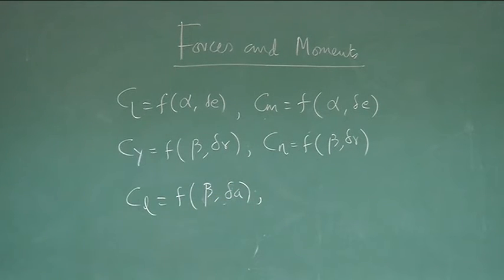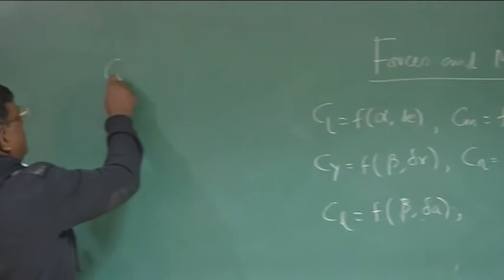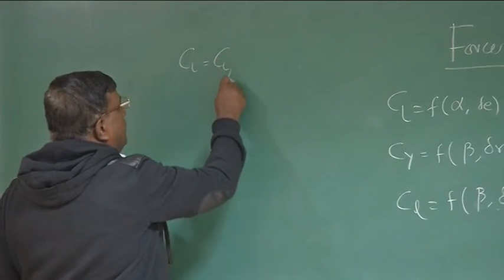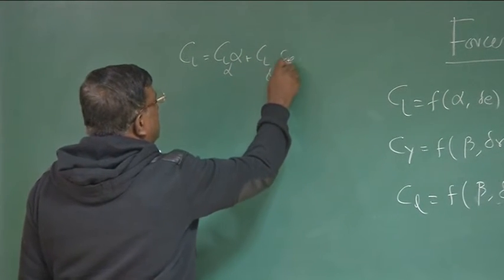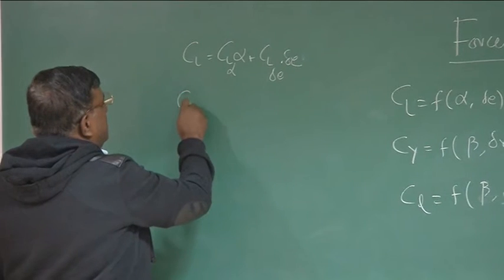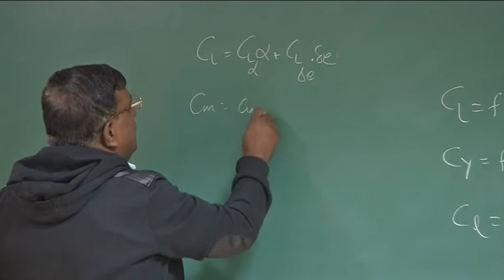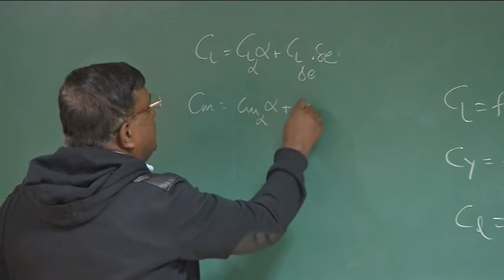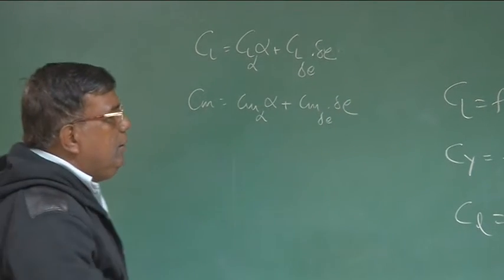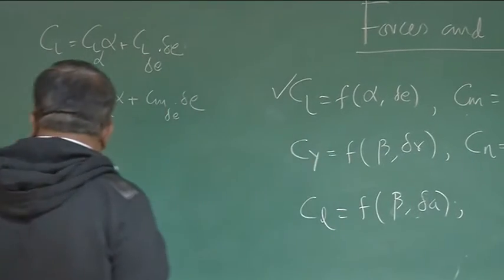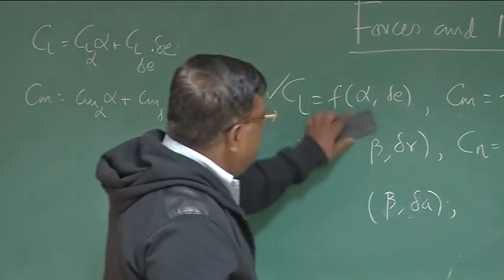Let me explain this. When I talk about Cl, we wrote Cl equal to Cl alpha into alpha plus Cl delta E into delta E. Similarly, for Cm, we wrote Cm alpha into alpha plus Cm delta E into delta E. We are now going step by step. We are taking the first case. So I can erase this part.